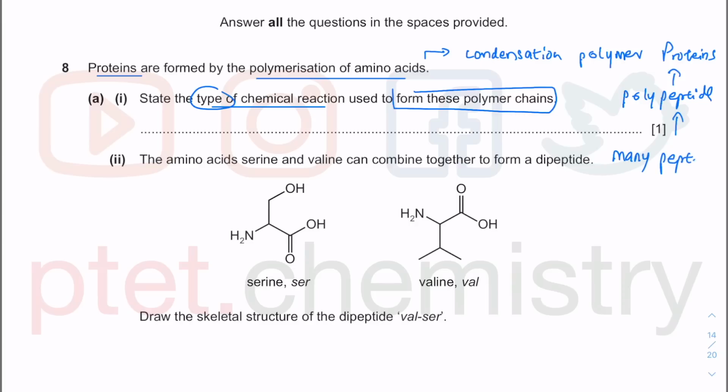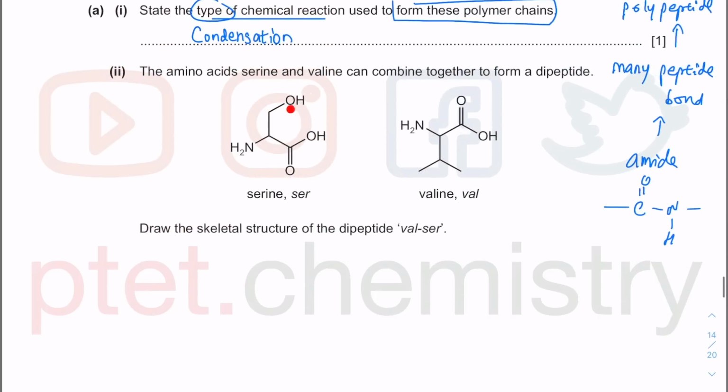A peptide bond is actually an amide bond, because we get it from amino acids, and it has a special name, peptide bond. But if it is just a normal amide, we just call it amide. So what we can say is all peptides are amides, but not all amides are peptides. So be very careful there. Are we forming a polymer? Yes, we are forming a polymer, but the type of reaction is called condensation because we are forming a condensation polymer.